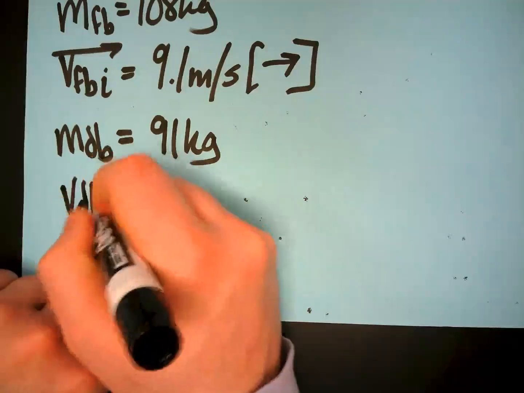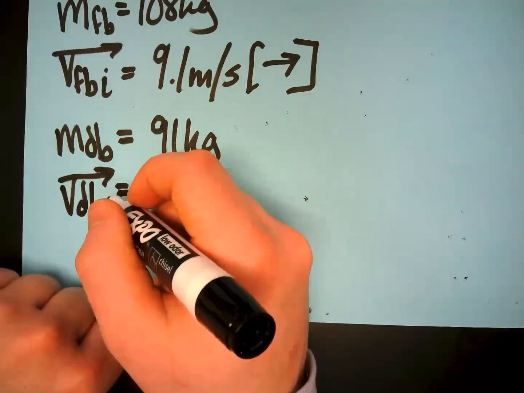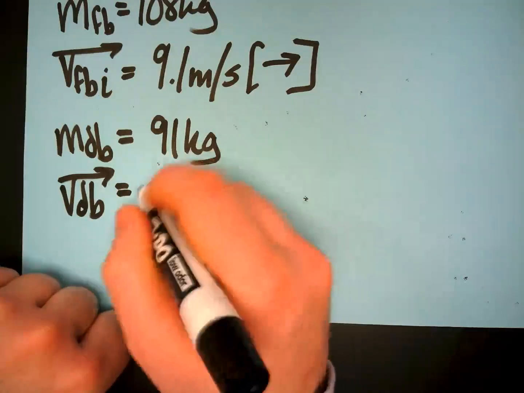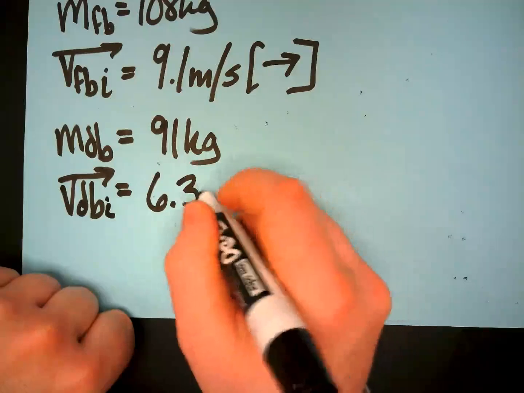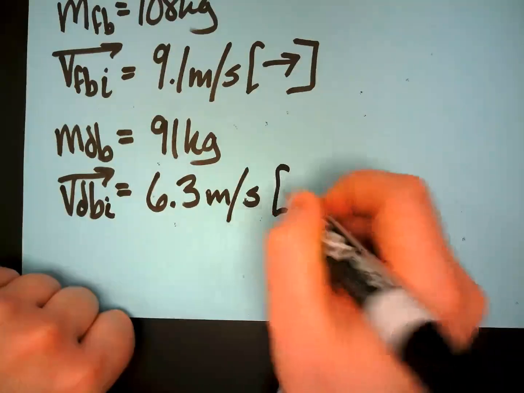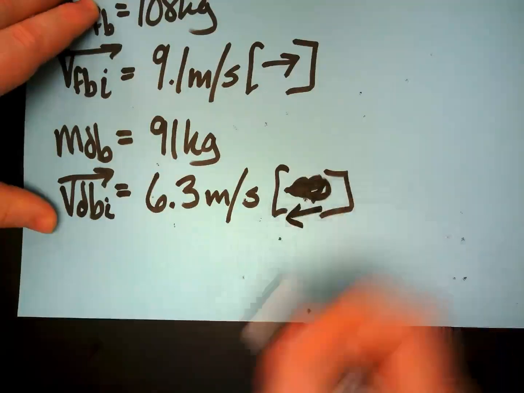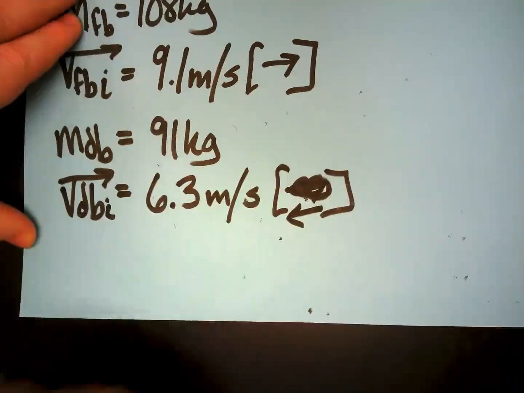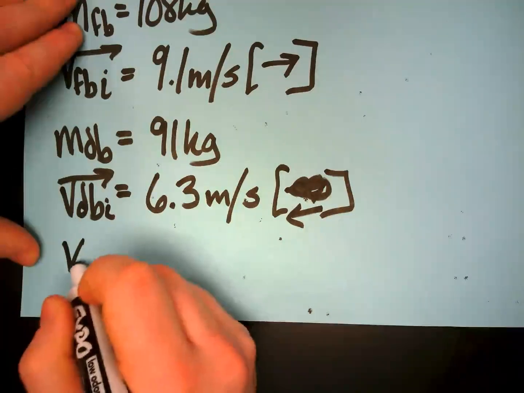This is going to be the, let's see, that's also initial, 6.3 meters per second to the right. Oh, opposite direction, my bad, opposite direction. Okay, and what we're going to find is this. We are mainly wanting to know the speed afterwards.